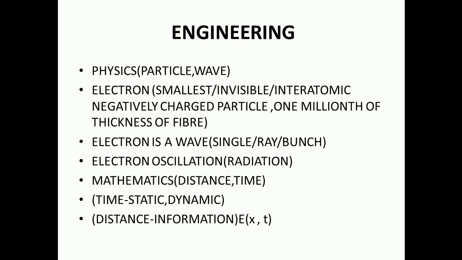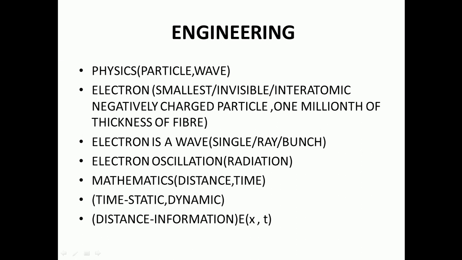So you can either make a ray or a bunch, and then comes the analysis of the electron as a wave. An electron can oscillate or it can radiate. That is the concept leading to antennas. And then comes the analysis of the words electricity, magnetism, field.